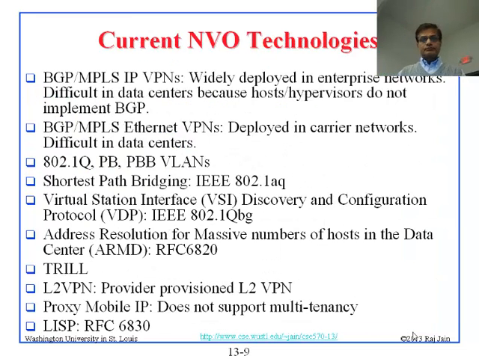All right. So right now, these technologies already exist. Even before the NVO3 group came in, we already know BGP and MPLS virtual private networks are used. BGP and MPLS Ethernet virtual private networks are used. VLANs are there, PBB is there, PB is there, so on and so forth. Shortest path bridging is there. VLAN station identifier discovery and configuration protocol. So this was actually QBG.